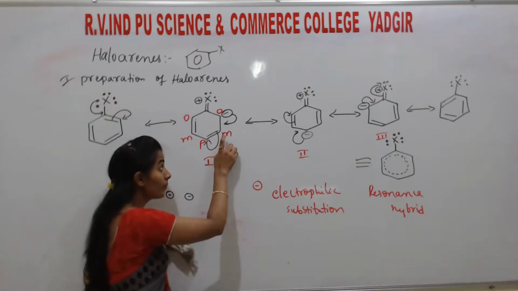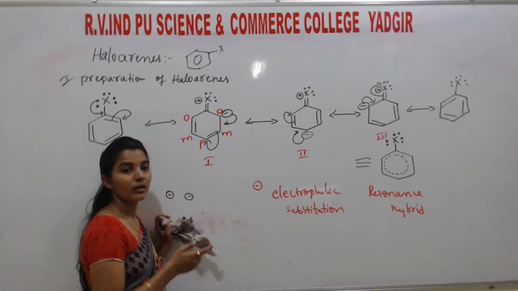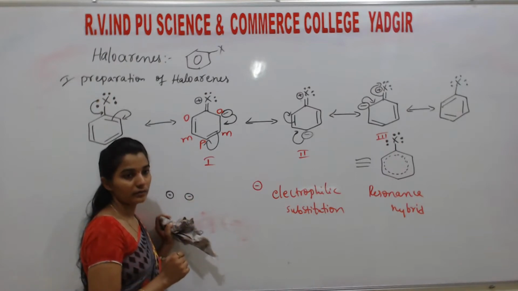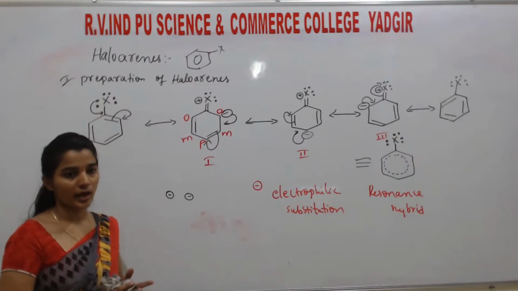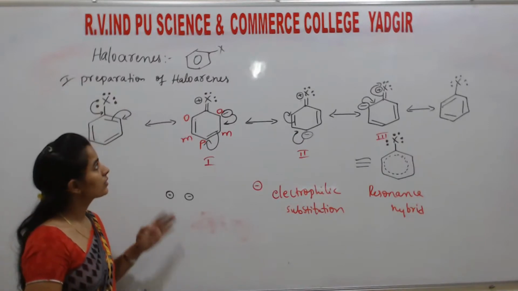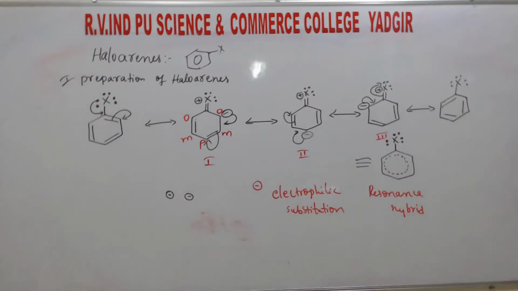Correct? If here plus is there, that means what? A nucleophile can attack. Understand? But this shows electrophilic substitution reaction. Understand? So this is all about the chemical properties. Thank you.